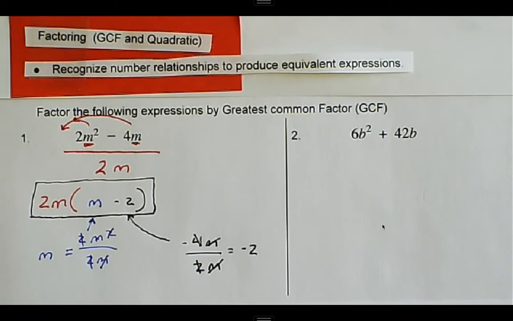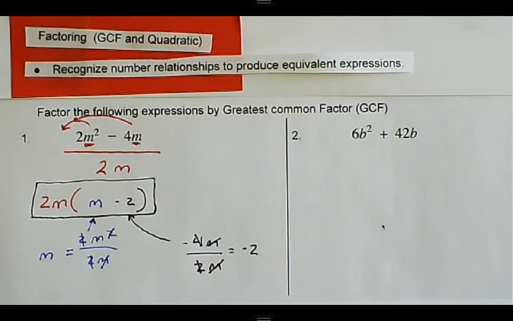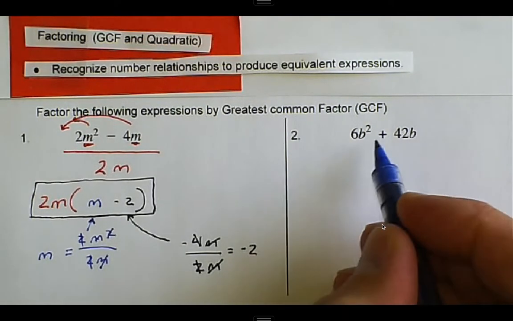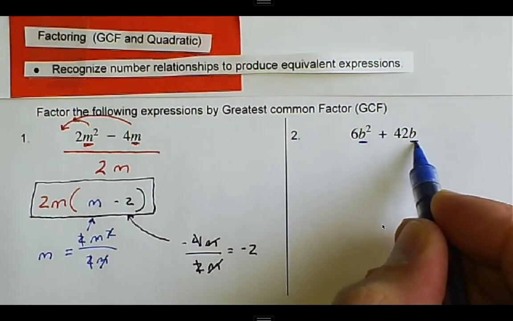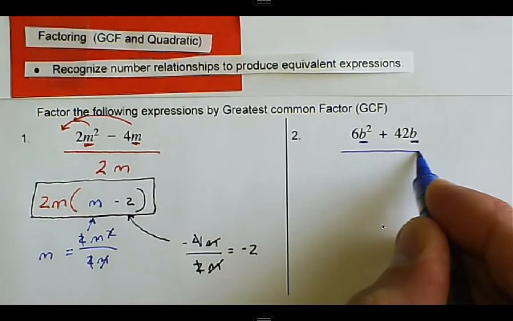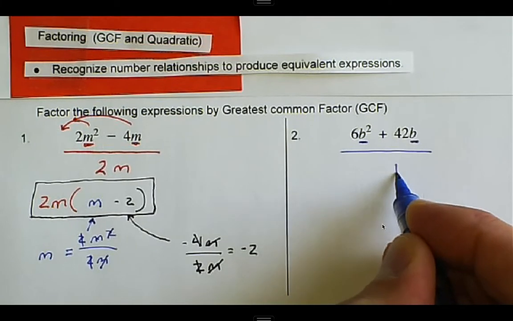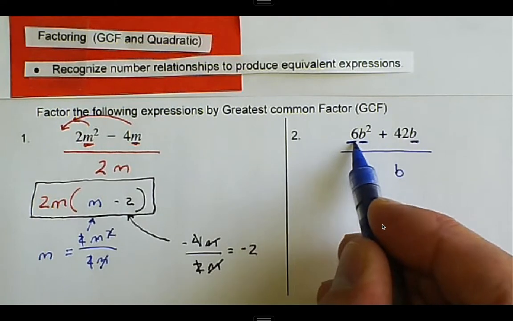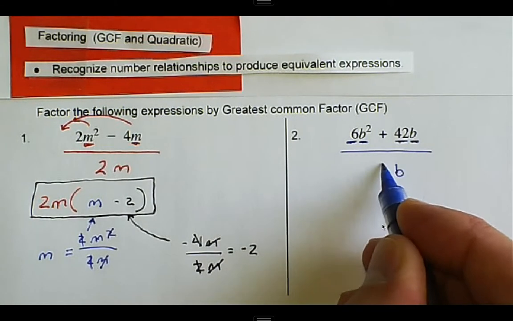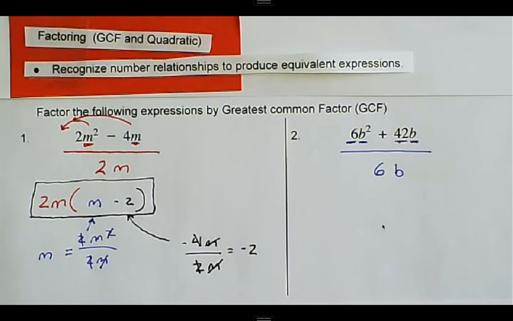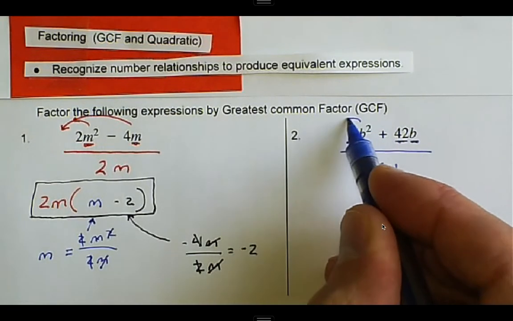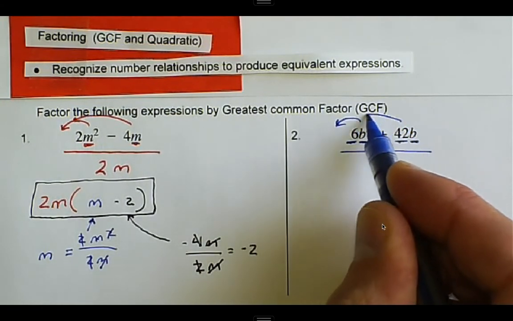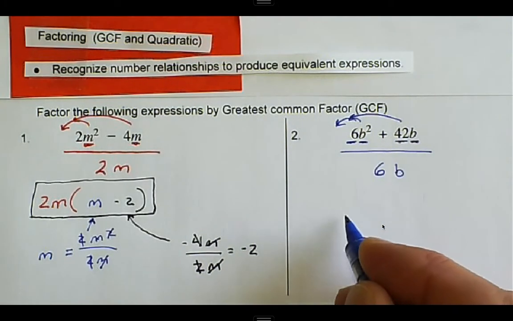If we look at example 2, again, we want to see what do we have in common. So for the variables, we have b and b, so we can definitely divide a b out of both of those. And then because we know our multiplication tables, we know that we have a 6 and a 42, so we know that we can divide a 6 out of all those. So we take the 6b out of those two terms, and we have to find out what we're left with.